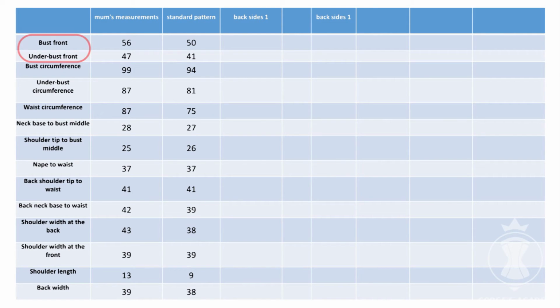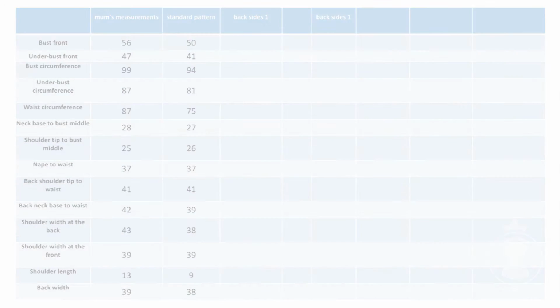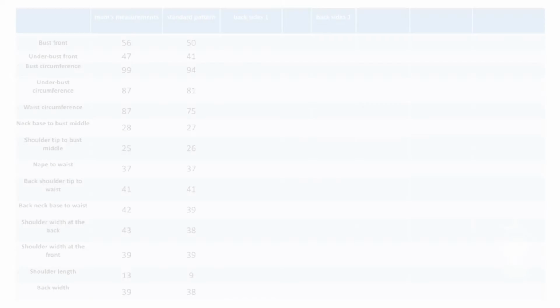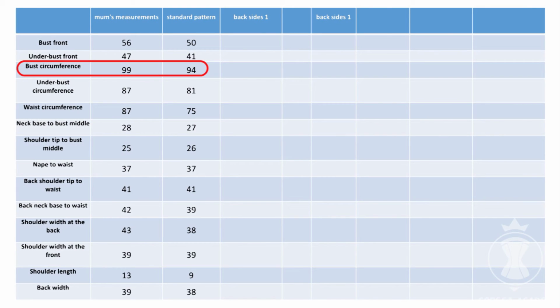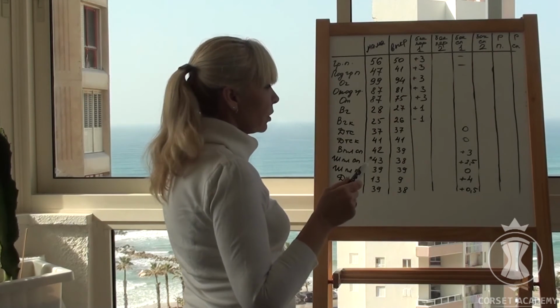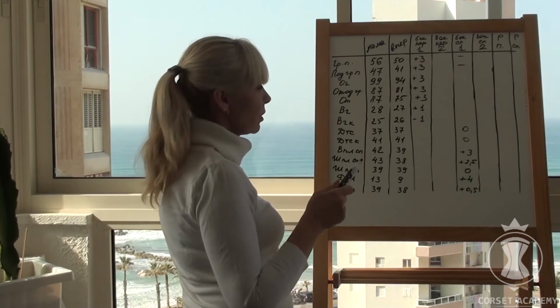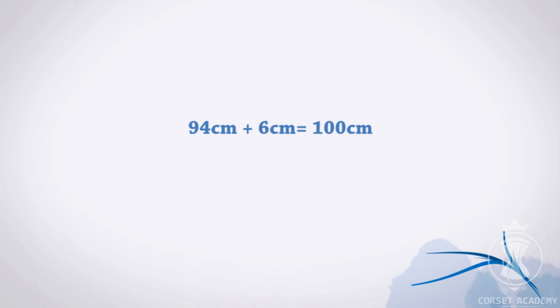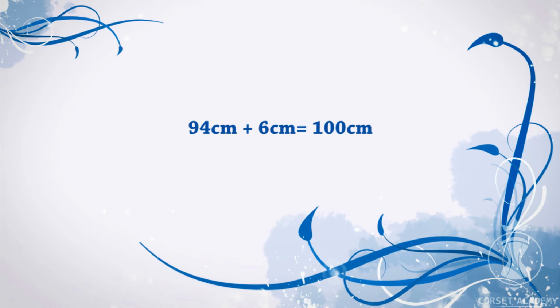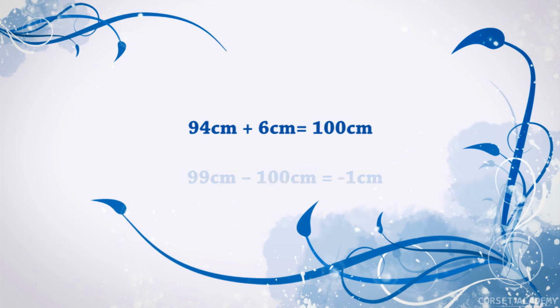The bust front and under bust front measurements are not involved in these calculations. I write dashes in the table. Bust circumference, 99 centimeters on the client and 94 centimeters on the pattern. But I have already added 3 centimeters from each side of the back half of the dress, a total of 6 centimeters. 94 centimeters plus 6 centimeters equals 100 centimeters.